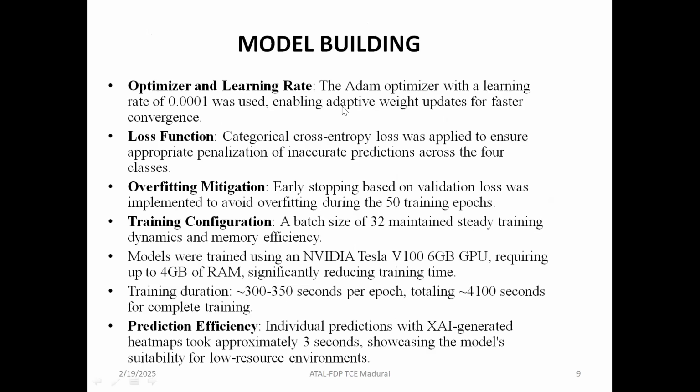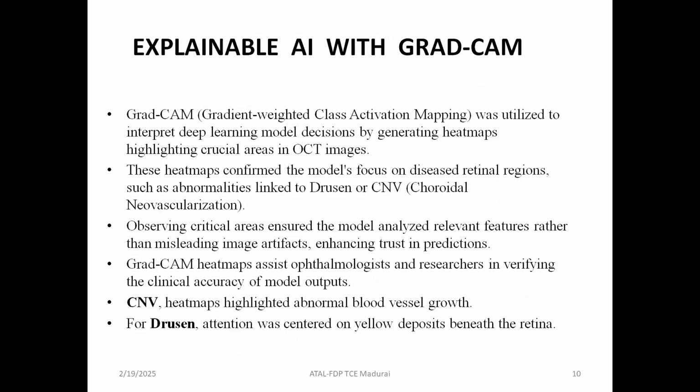Then, as usual, we have to build the model by defining our optimizer, the Adam optimizer, or you can make use of another optimizer also. Then define the learning rate. For this problem, we have defined the learning rate as 0.0001, and the categorical cross entropy loss function was employed here. And carefully define the number of epochs, and then define the configuration setup for prediction.